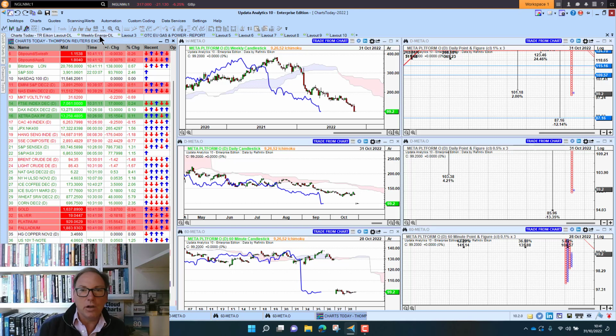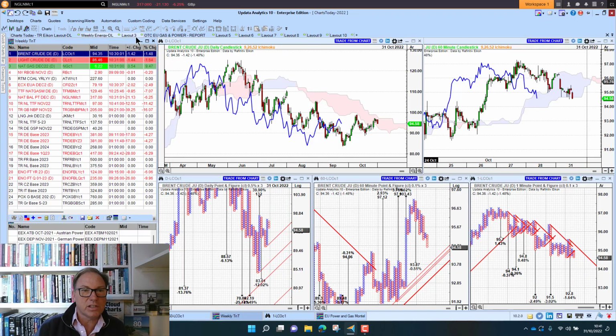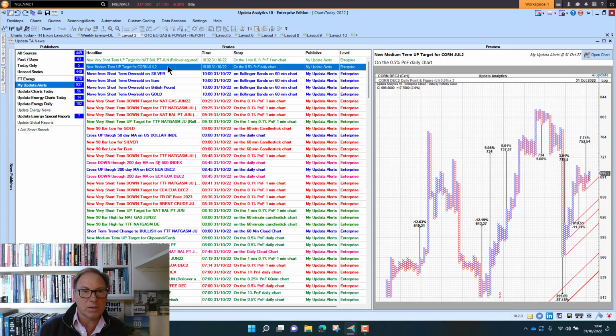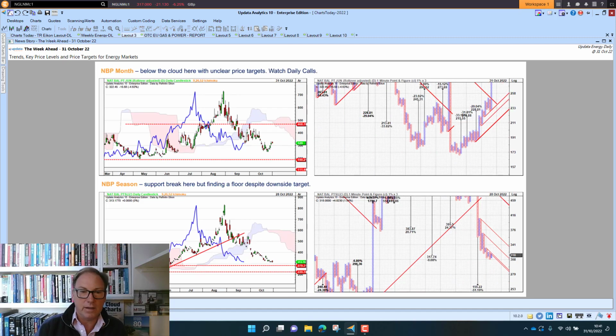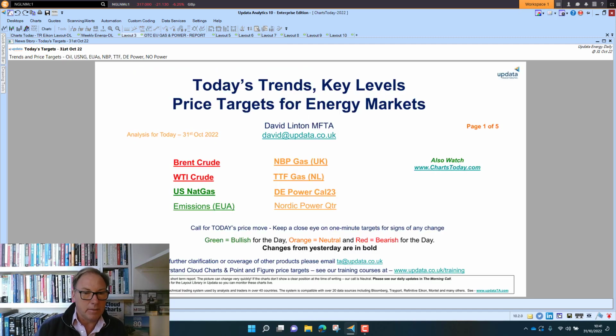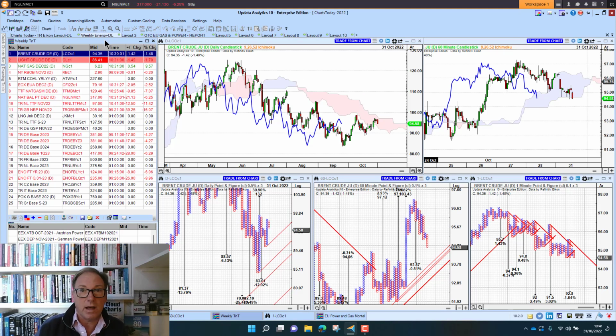Now looking at the energy mix, first of all, just having a quick look at my alerts this morning. Noticeable, a new alert there on the corn chart, and that's the medium-term daily chart, and that's how these are marked: medium term, short term, very short term, based on the time frame of the chart. And of course we've got our weekly report out with all of the charts for the week ahead. And then our energy daily, we were bearish on Brent crude today, for example. Big rolls on the gas markets, and we'll talk about that just now.